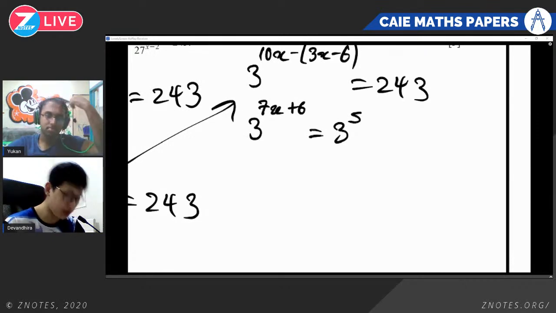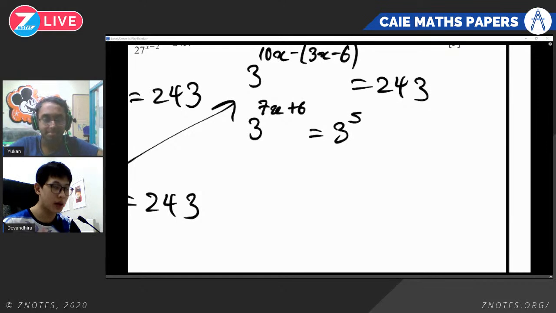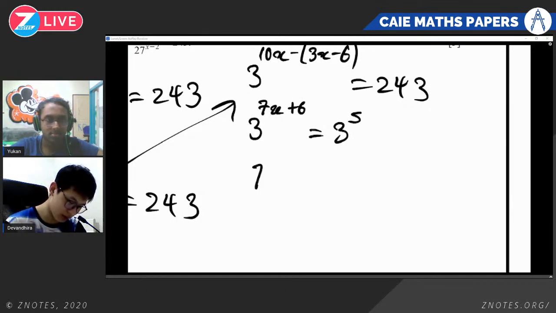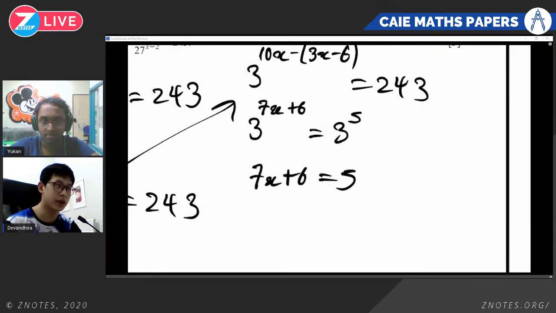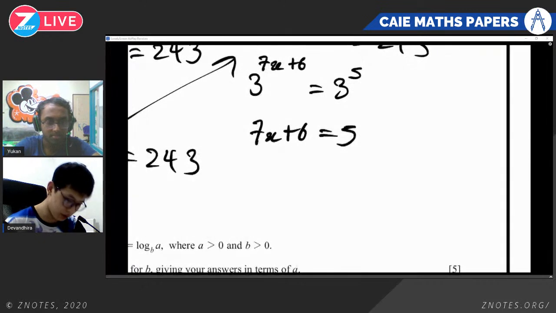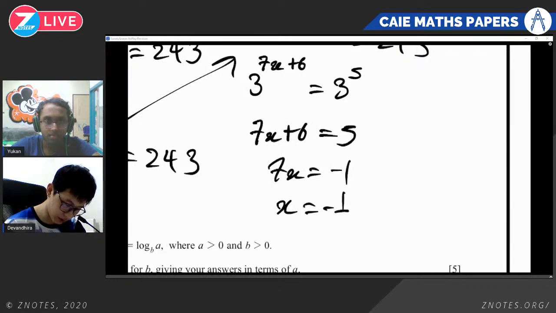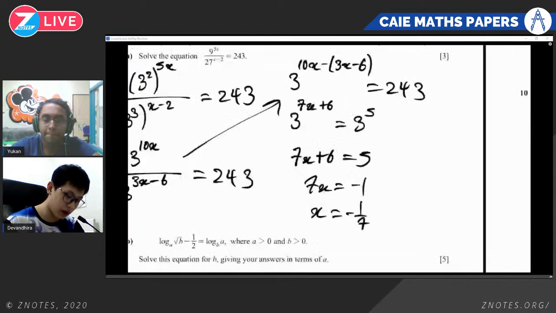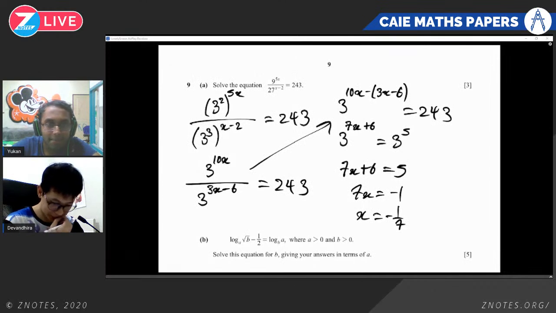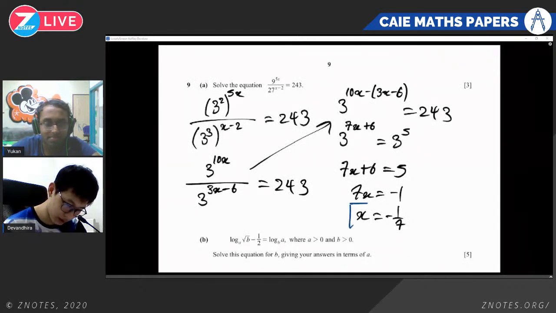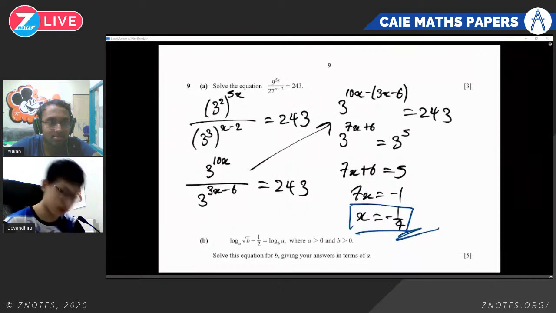Because they have the same base, that means their exponents have to be the same, correct? 7x plus 6 has to be equal to 5 for the equation to be true. Now we can just solve this. Let's bring 6 to the other side. 7x is negative 1. x is negative 1 over 7. Is this our answer? Yep, that's it. I will box the answer. Don't forget. And that's it, 3 marks.